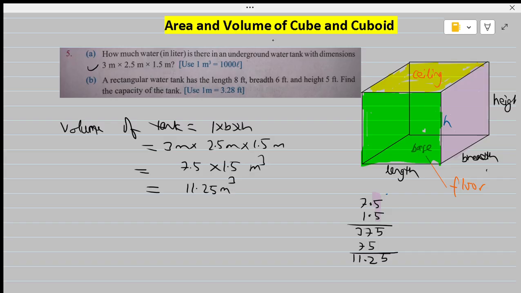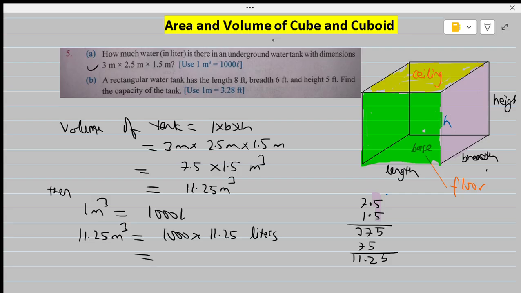And the thing here is, 1 meter cube can hold 1000 liter. 1 meter cube equal to 1000 liter, it is said. So 11.25 meter cube equals 1000 into 11.25 liters. So it's 1000 into 11 is 11,000, so 11,250 liters.